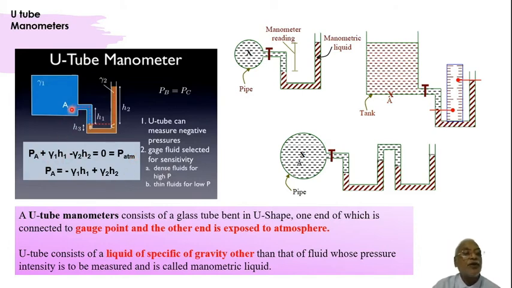We'll start with a point A, P_A, right? When I move horizontally, there is no change in pressure in the horizontal direction because this is also gamma 1 liquid, liquid number 1.